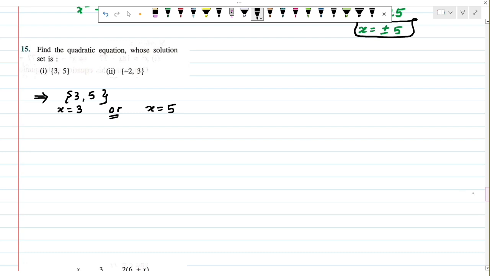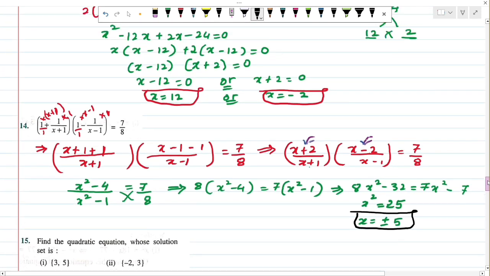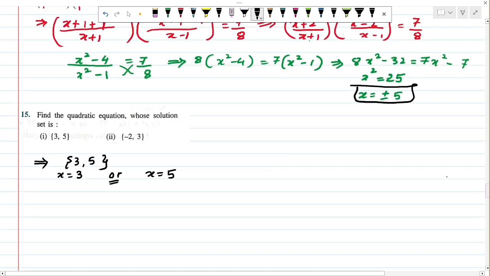So what they have given here is the final answer, and we have to find the quadratic equation, whereas in the previous questions they have given the quadratic equation and we are finding the x values, right? So here they have exchanged it. They have given the x values, we have to find the quadratic equations. So x is equal to 3 can be written as x minus 3 equals 0, or x is equal to 5 can be written as x minus 5 is equal to 0.